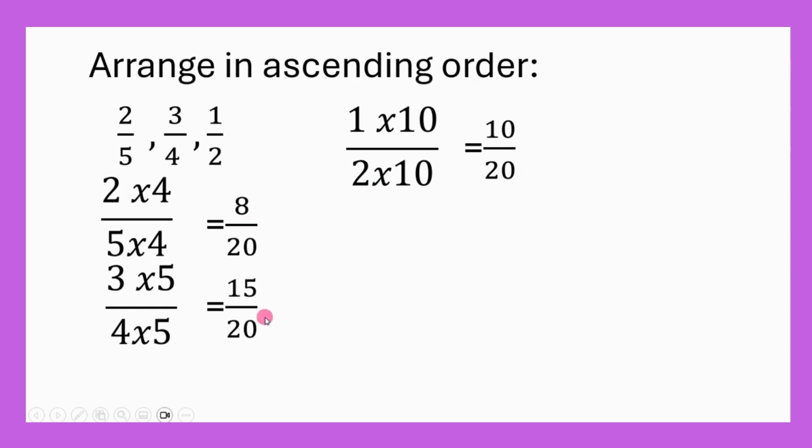So the next step, since we have the denominators equal, 20, 20, and of course 20 here, is to apply the first rule that we consider the numerators, which are 8, 15, and 10. So 8 is the smallest, and 2 over 5 was what gave us 8 over 20. So the smallest is 2 over 5. Then we have 15 and 10. So 10 is smaller than 15. And which one gave us 10? That is 1 over 2. So the next fraction is 1 over 2. And lastly, we have 3 over 4.